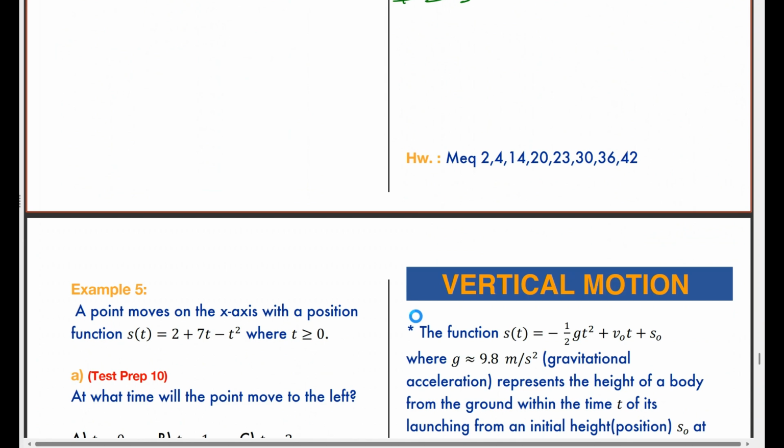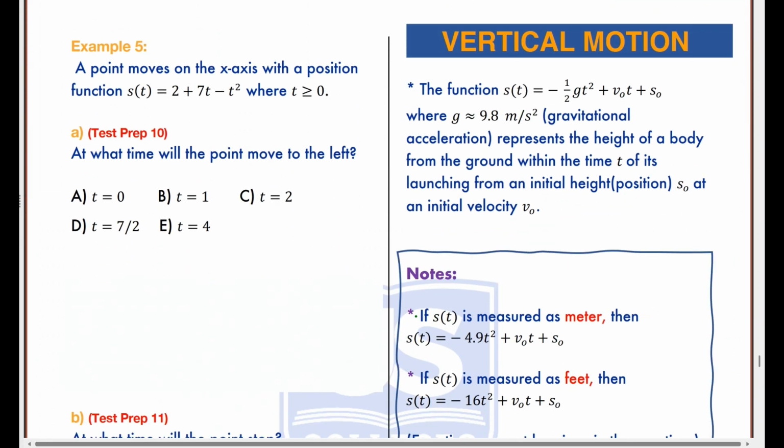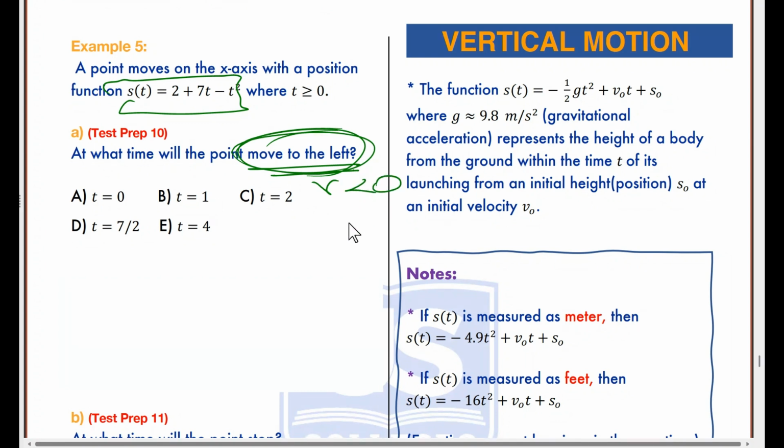Okay, another type of question. Test prep questions. A particle moves on the x-axis with this position function. The question is asking about what time the point will move to the left. A point moving to the left means its velocity is less than 0. So find the velocity function, set this less than 0. What is the velocity function? Velocity is the derivative of position, which is 7 minus 2t.